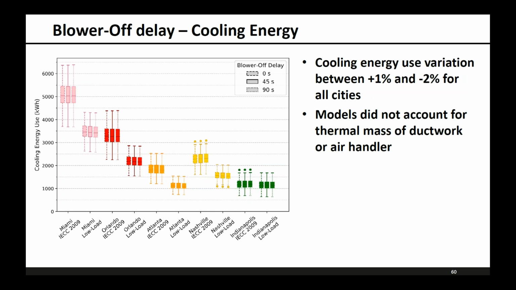One thing to note is that our models did not account for thermal mass of the ductwork or the air handler. So in dry climates where you've got ducts in the attic maybe, and you're not concerned about humidity, then running that blower off delay could allow you to get a little extra cooling from the thermal mass of the ductwork and the air handler.